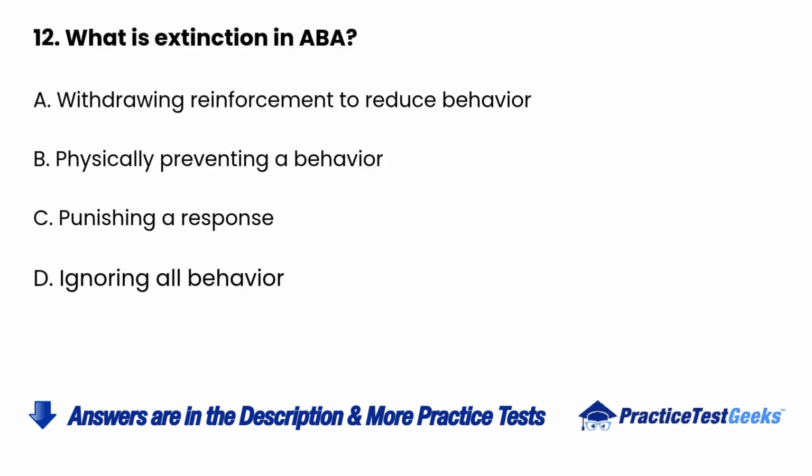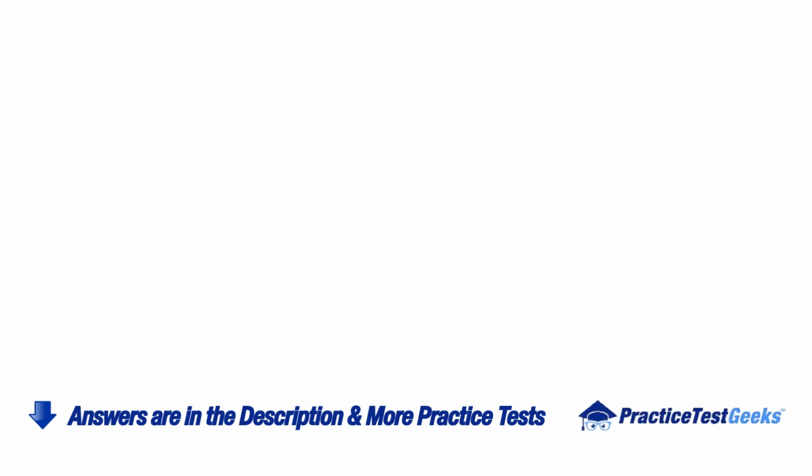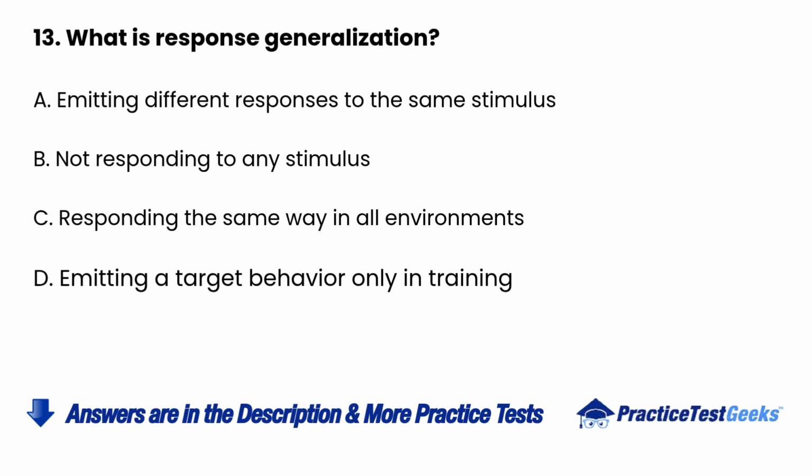12. What is extinction in ABA? A. Withdrawing reinforcement to reduce behavior. B. Physically preventing a behavior. C. Punishing a response. D. Ignoring all behavior.